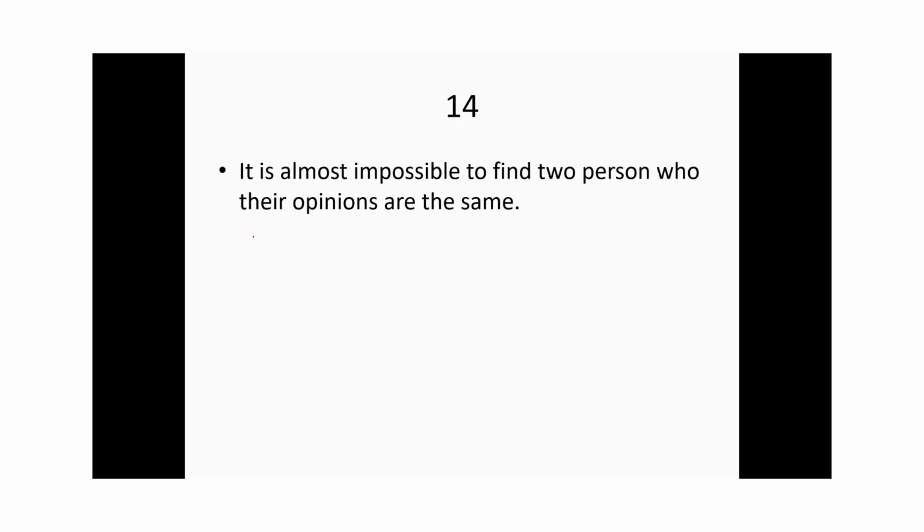It's almost impossible to find 2 person who their opinions are the same. 2 issues. First, it should be people because there's 2 of them, 2 people. And when I see who and their, that means I'm trying to get a possessive idea. And if we want to use possessive for adjective clauses, we use whose. Whose. So not who there.